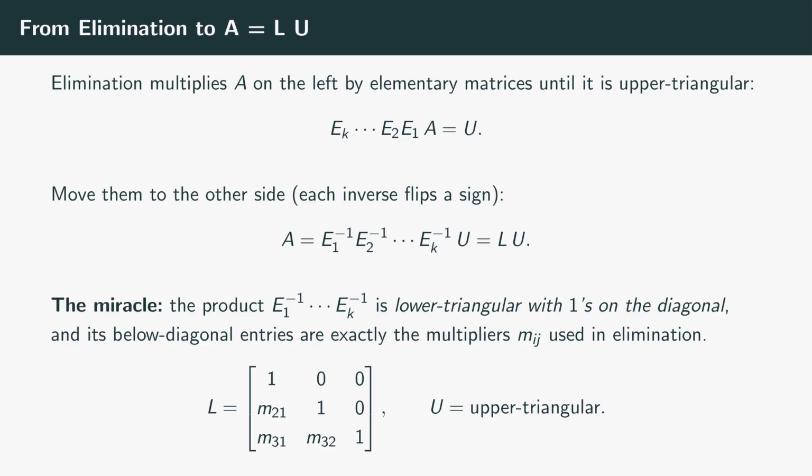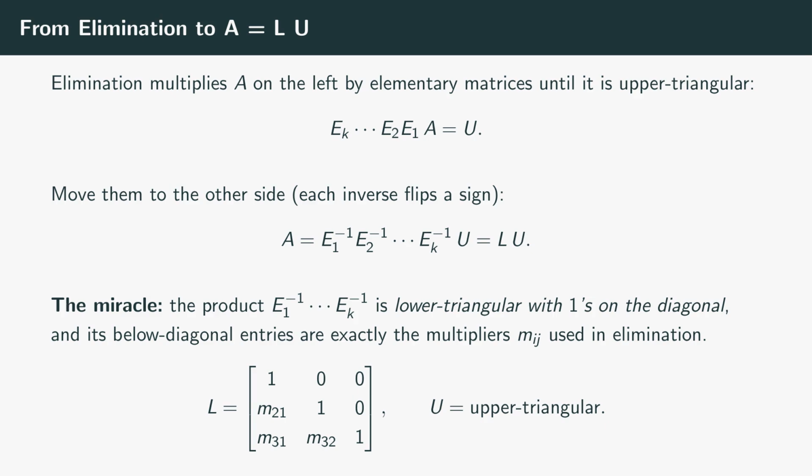Now collect the steps. Elimination keeps multiplying A on the left by elementary matrices until what remains is upper triangular. Call that result U. So a product of elementary matrices times A equals U. To isolate A, move the elementary matrices to the other side by inverting them, and remember each inverse only flips one sign. The product of all those inverses is the lower factor, and we call it L, so A equals L times U. Two small miracles make this clean.